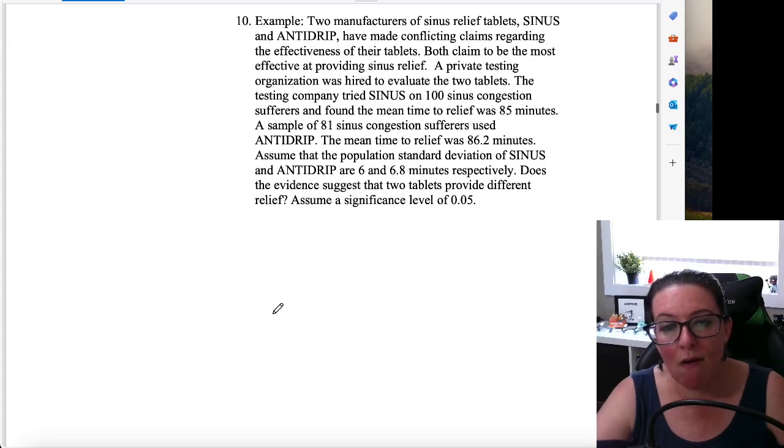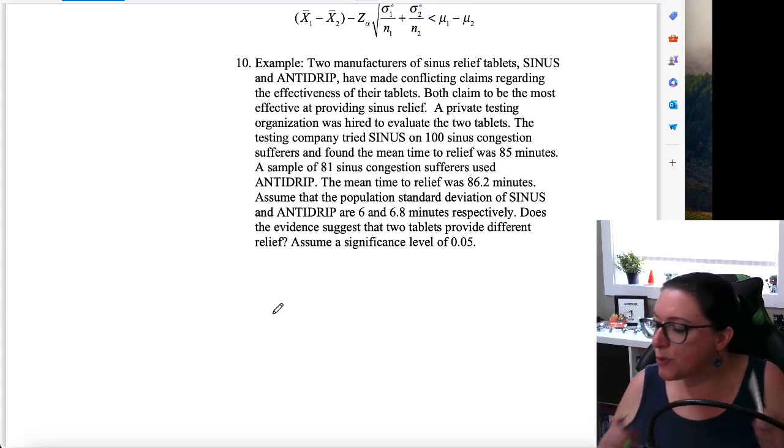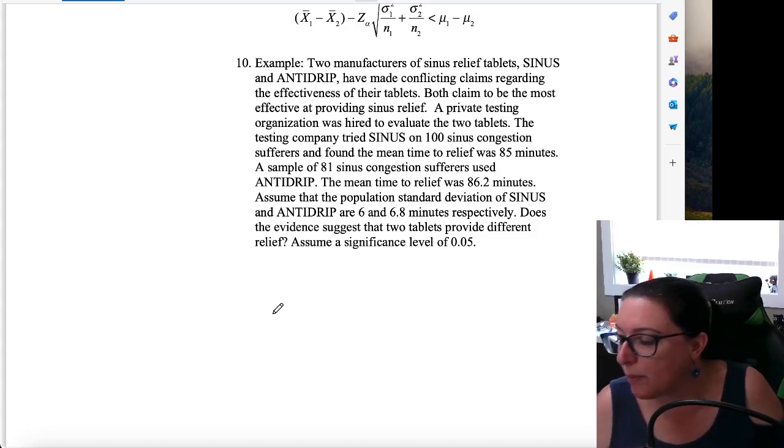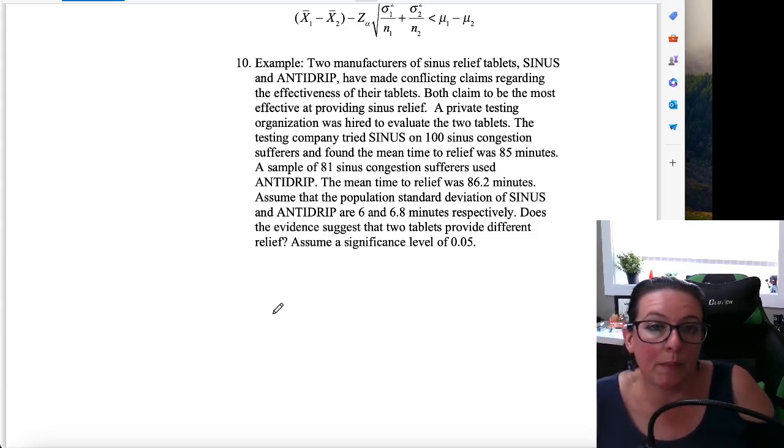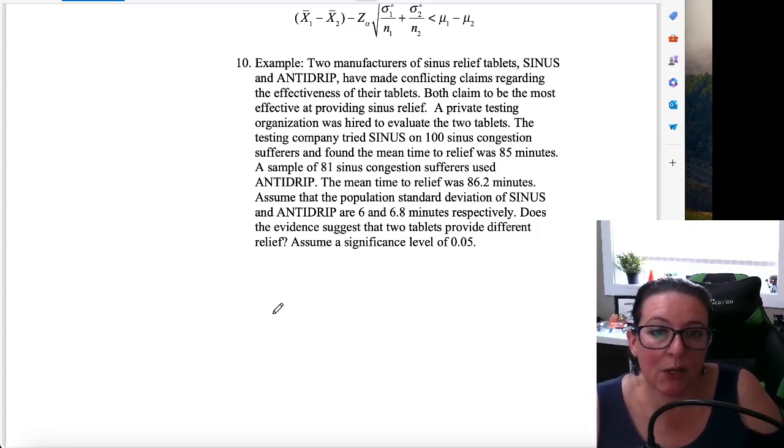So let's look at an example. Two manufacturers of sinus relief tablets, Sinus and Anti-Drip, have made conflicting claims regarding the effectiveness of their tablets. Both claim to be the most effective at providing sinus relief. A private testing organization was hired to evaluate the two tablets.